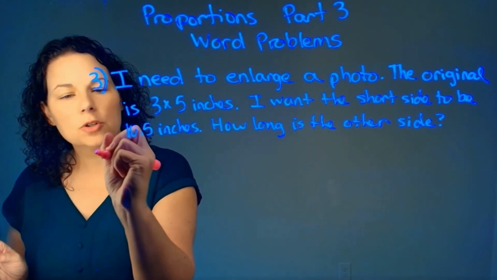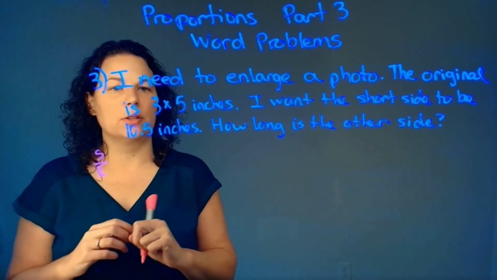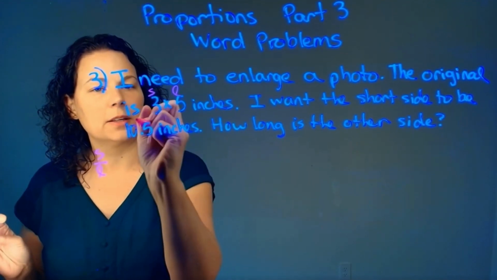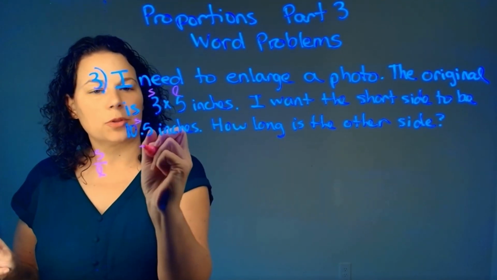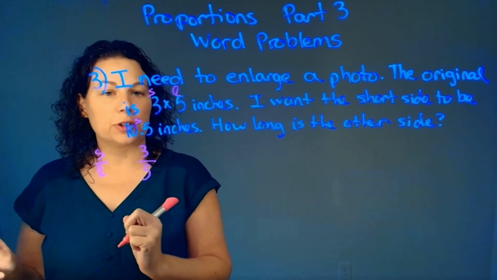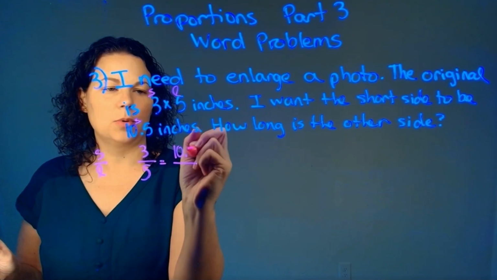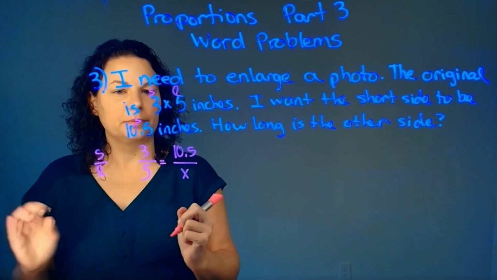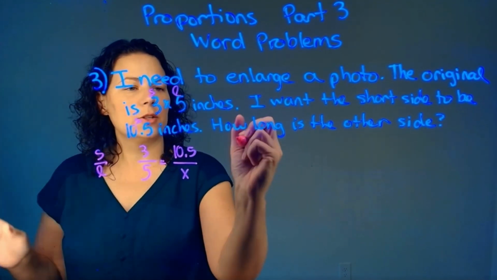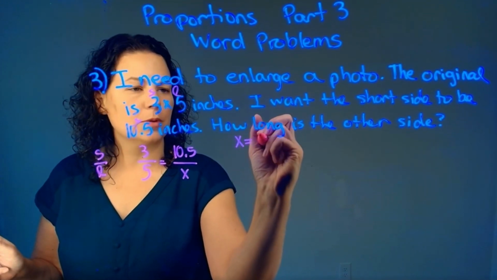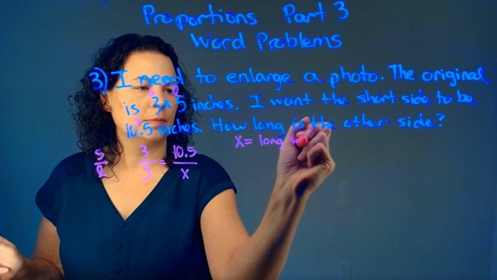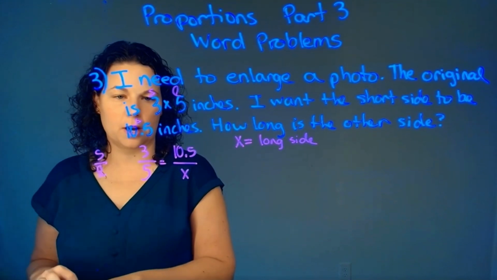So let's do short over long. I'm going to do S over L. So here's S, here's L, here's my other S. So 3 over 5 is the original. We're going to keep that same ratio and do 10.5 over X, because I don't know the long side. So we're going to say X equals long side, so we know what we are talking about.